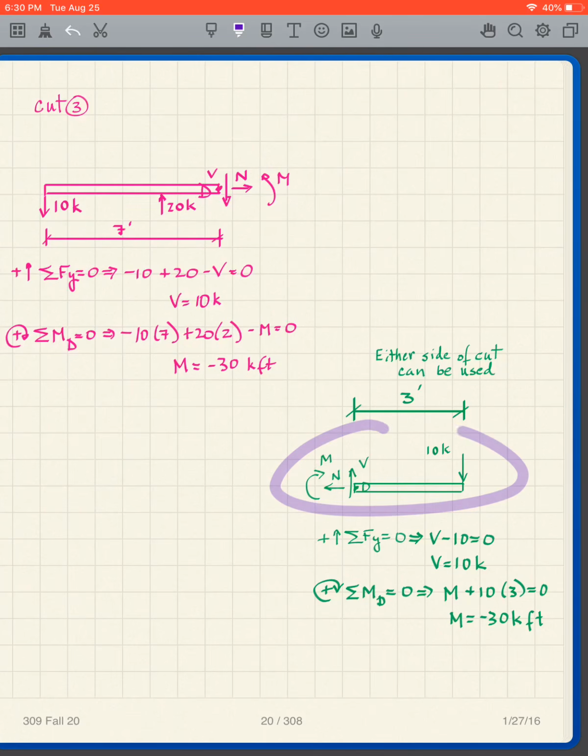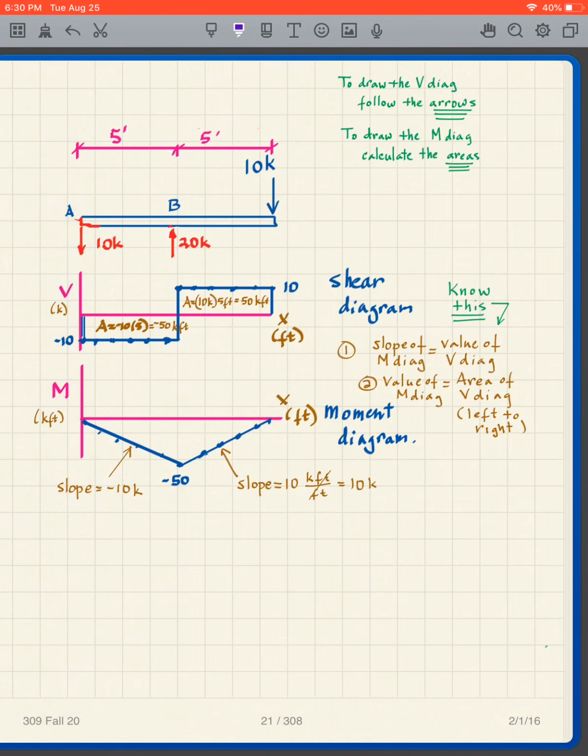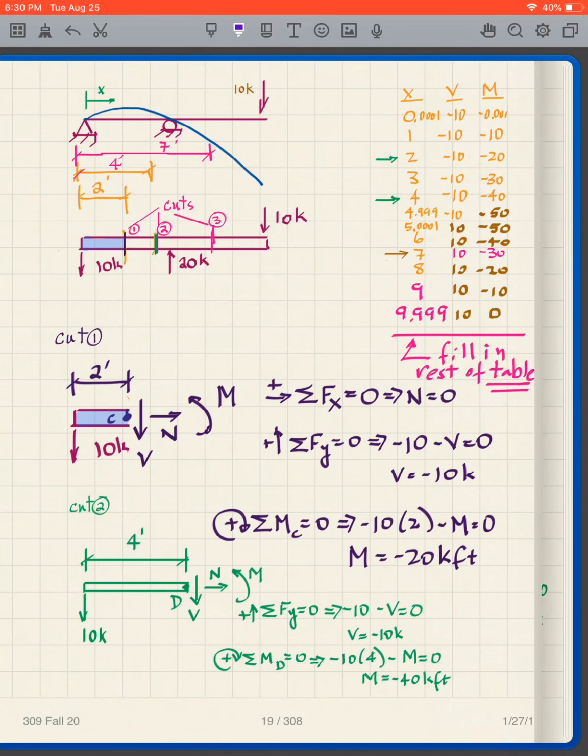And if I look at this free body diagram and I'm consistent and I've done everything, then what do I find? I get the same result. I get V equals 10, V equals 10. I get M equals minus 30, M equals minus 30. So just to let you know, if you use the other side of the free body diagram, you will get the same result. So let's put those values into our table. At 7, I have 10 and negative 30.